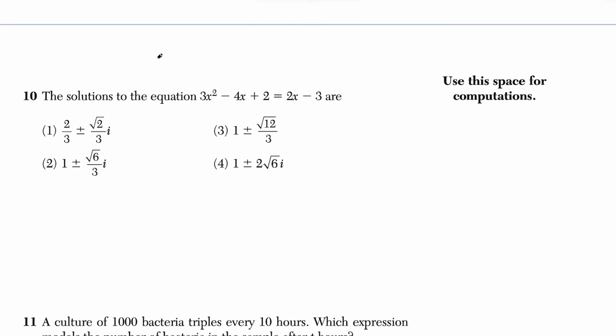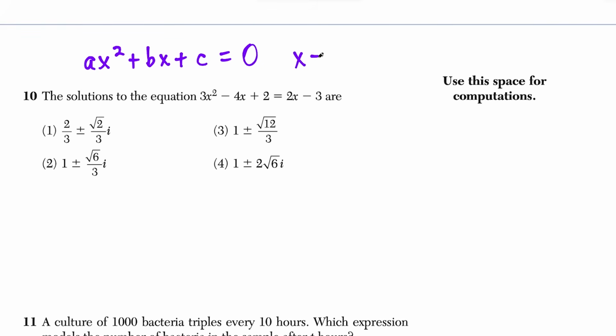Question 10, the solutions to the equation given here are, and then we have these 4 answer choices to choose from. So for this question, I'm going to do this algebraically, and then I'll show how to do this with the calculator. So if we're doing this algebraically, we want to get this quadratic equation in the form ax squared plus bx plus c equals 0.